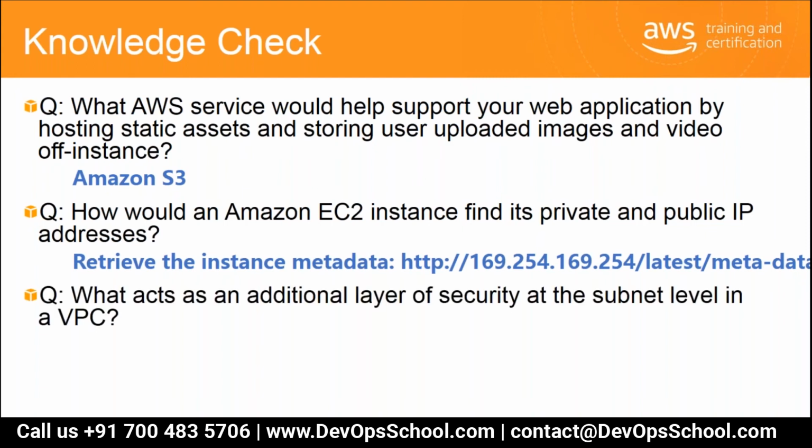What acts as an additional layer of security at the subnet level in a VPC? If you remember, at the subnet level, I said we can have an access control list. Yes, we have network ACLs, or NACLs, as we can call them.